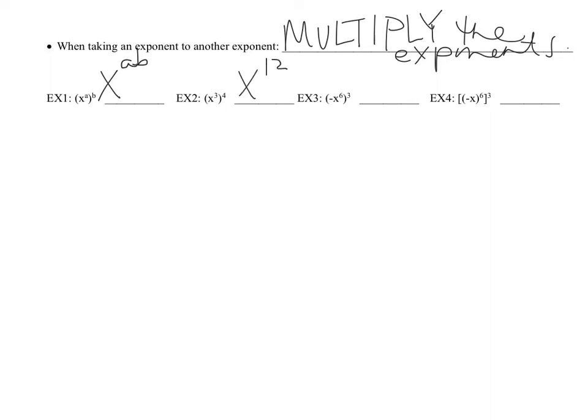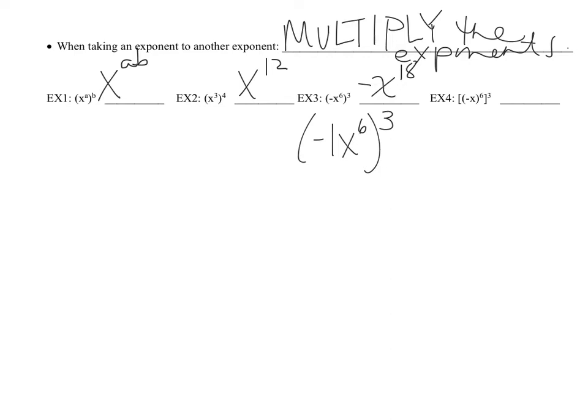Alright, this next one, there's a negative sign there. So this really technically is like doing -1, x to the 6th to the 3rd. That negative sign is not actually attached to the x. So it's like we're doing -1 to the 3rd power. So this -1 is going to the 3rd power, which means it's going to stay negative. So this final answer is going to stay negative. Multiply the exponents, 6 and 3 is 18. So this answer is -x to the 18th.